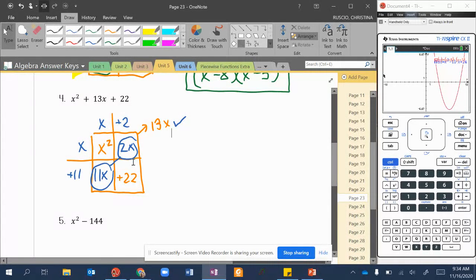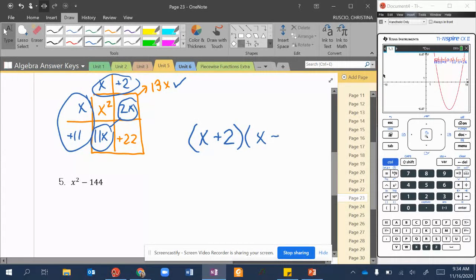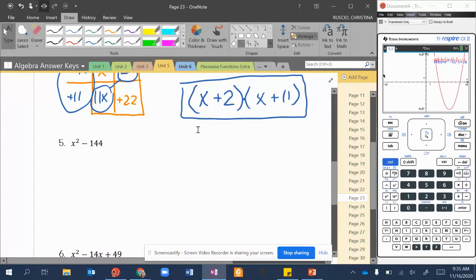I'm going to skip the check on this one for time purposes. But what we do want to do is we need to write our answer, don't we? So this is x plus 2, grabbing these binomials from my sides, all times x plus 11. And guys, sometimes people want to list them on top of each other, like put the x plus 11 down here. That's gross. Don't do that. We want to show that the two binomials multiplied by each other are the same as that trinomial.